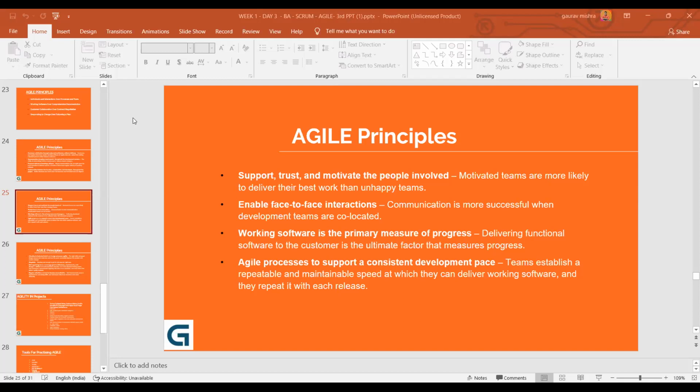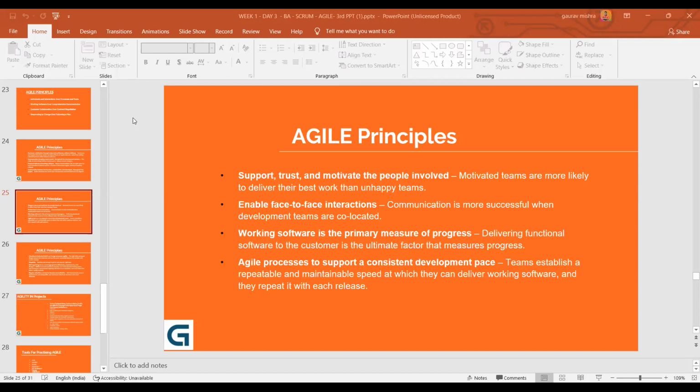That simply means, rather this was very applicable pre-COVID, but now even though we are virtually connected, we are always in communication. It simply means communication is more successful when development teams are co-located. This was highlighted earlier because of the ease of communication, right? You want to talk to someone, you just go to their desk or seat and talk to them and clear it out.